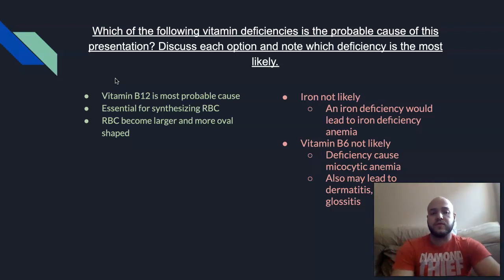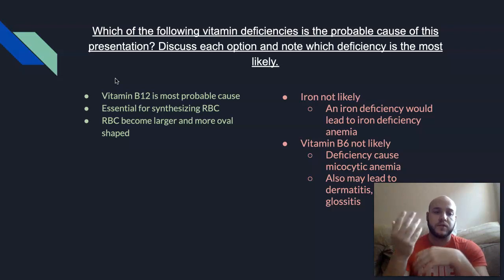So upon further review, deficiency in vitamin B12 is the most probable cause of this presentation. Patients that lack this intrinsic factor in the stomach are not actually able to absorb this vitamin B12, and in turn they can develop this sort of anemia.